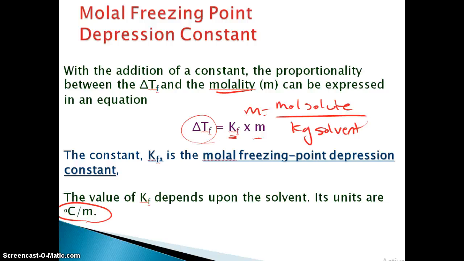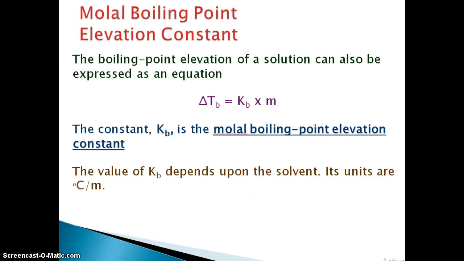In this case, because freezing point is going to be lowered, we would subtract the difference from the freezing point. Similarly, there is an equation for how much the temperature of the boiling point changes. And it's basically the same equation, except it's KB instead of KF. This is the constant of boiling point elevation, or the molal boiling point elevation constant. It's also a proportionate equation. So the change in boiling point is equal to the constant times the molality of the solution.